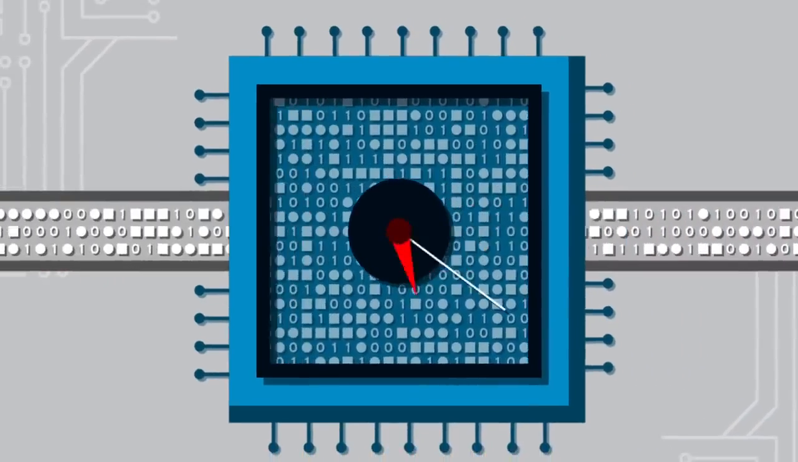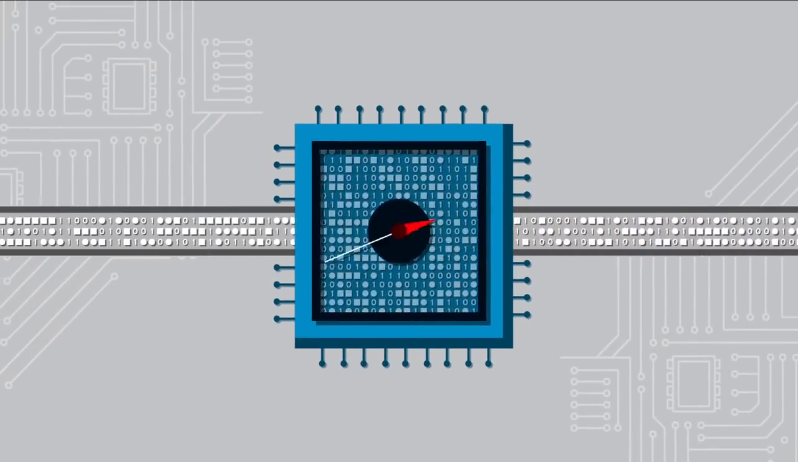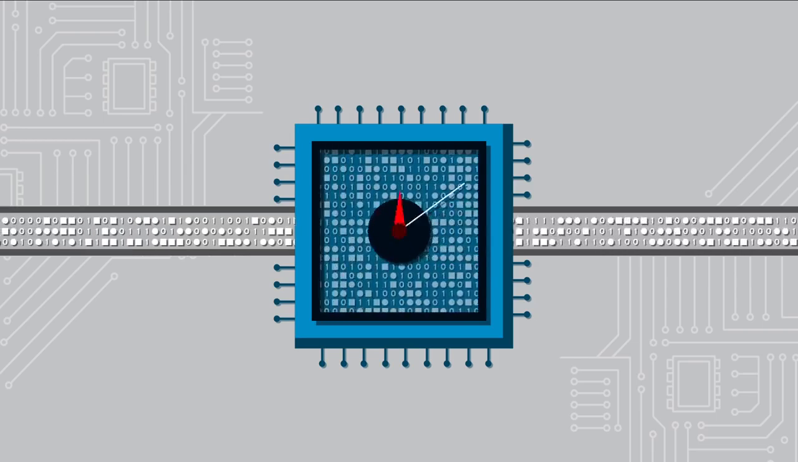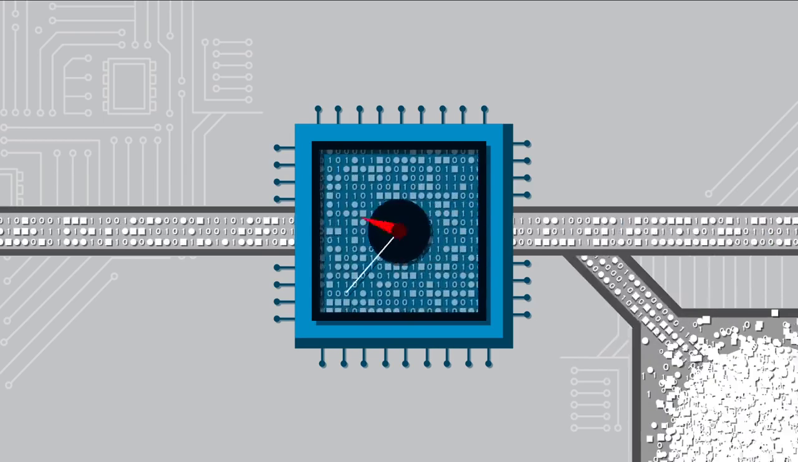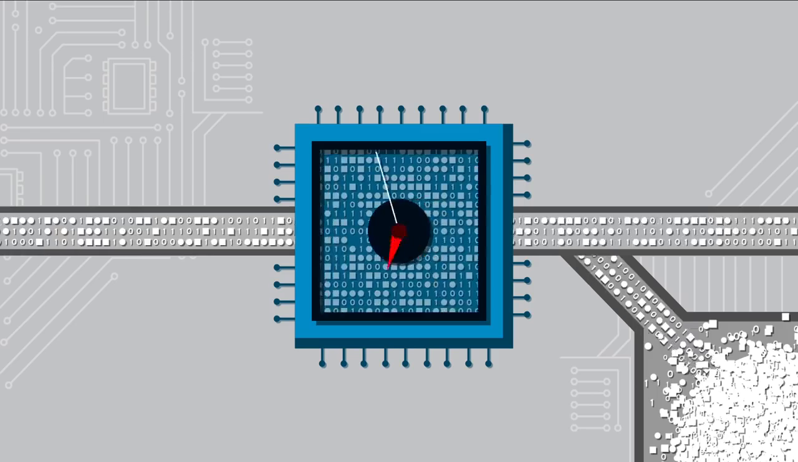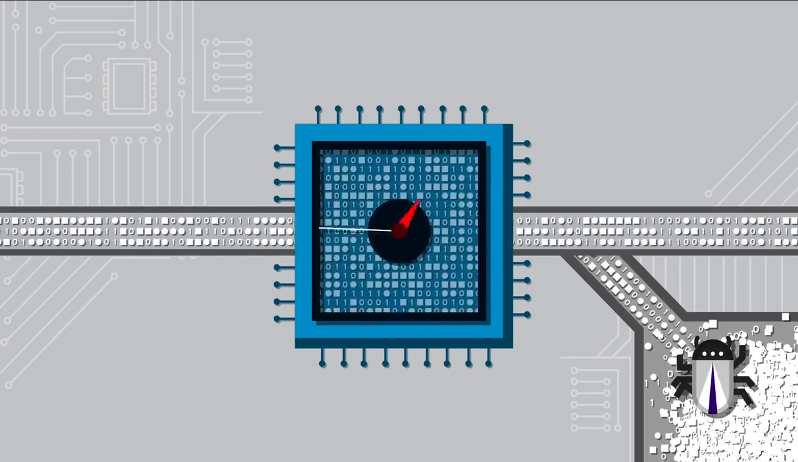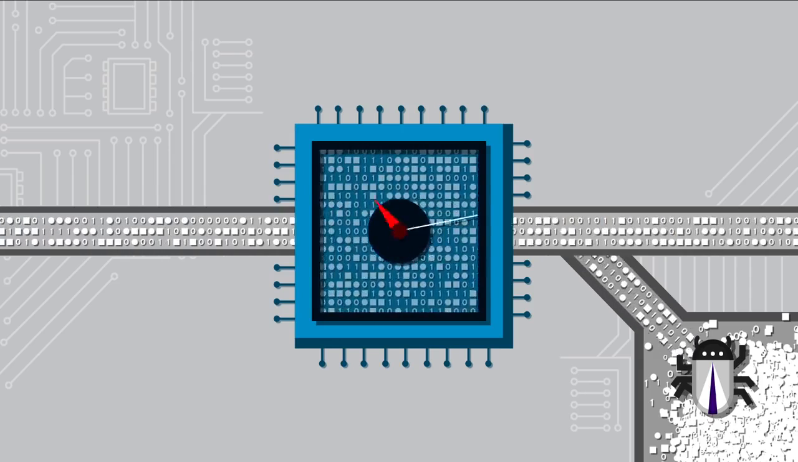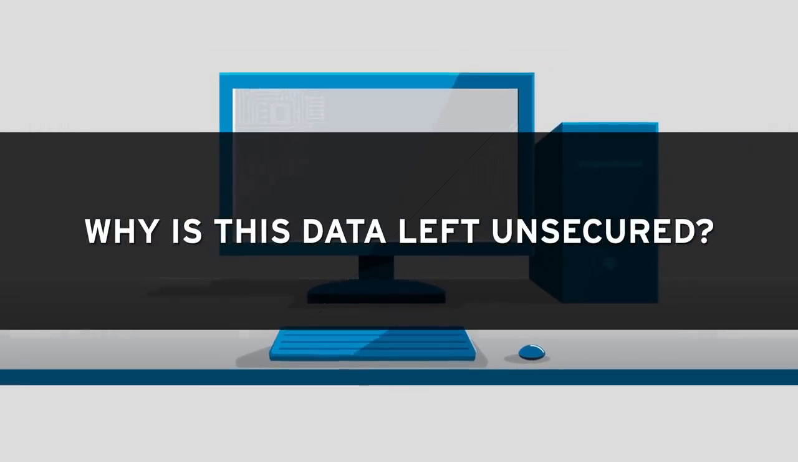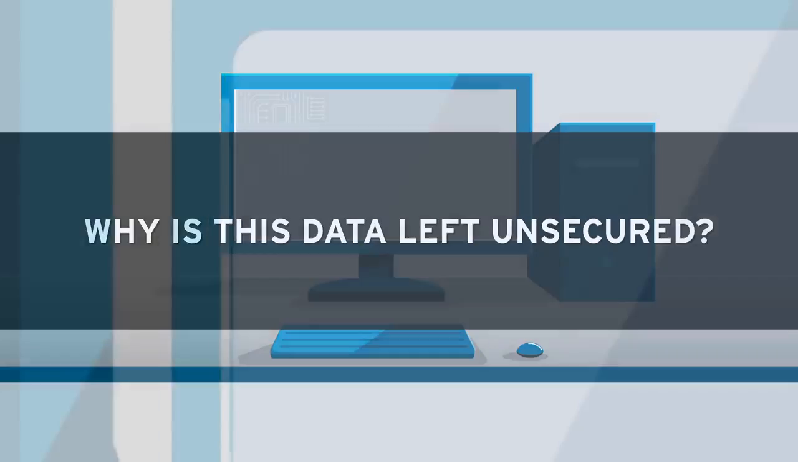Speculative execution works in a similar way. Whenever computers perform calculations that aren't actually needed, the results are thrown away. This data ends up in an unsecured part of the computer's cache memory where unauthorized users can access it through a side channel. But why is this data left unsecured?